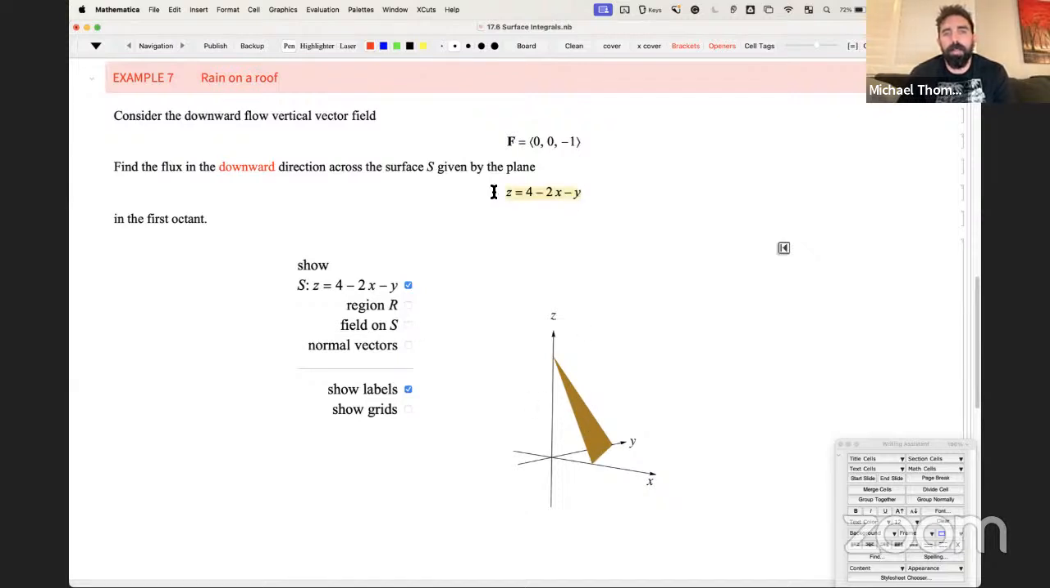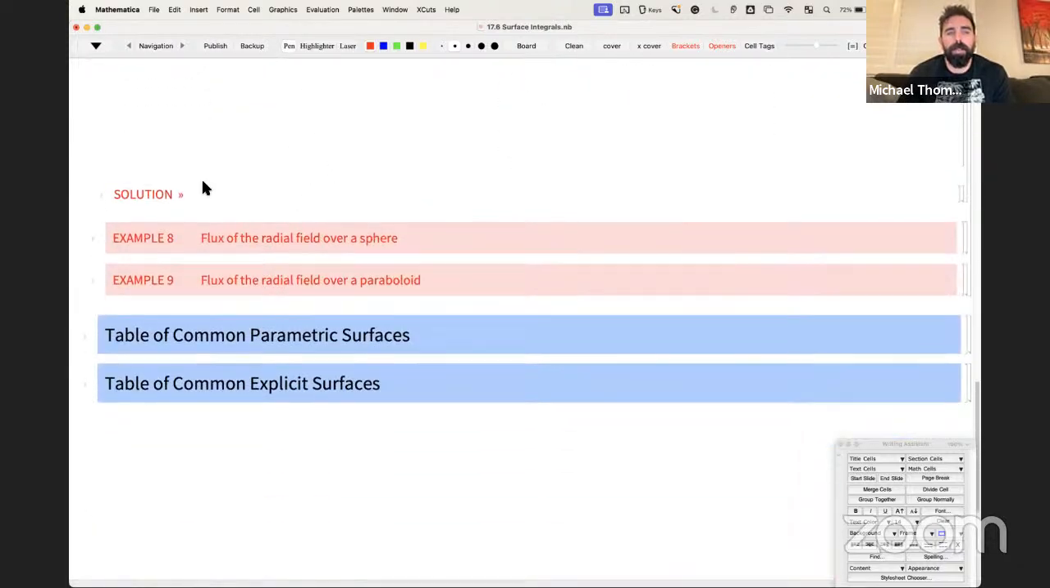Now, because this is given explicitly, we're going to use that alternate formula that I just showed you. So we're going to integrate, using that explicit theorem that I just showed you. Okay. All right.